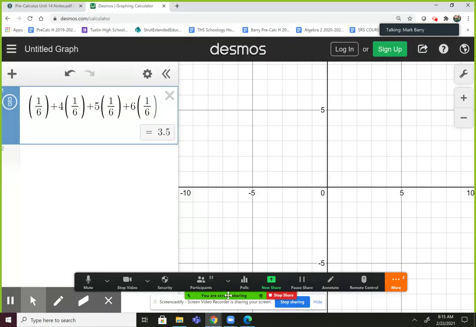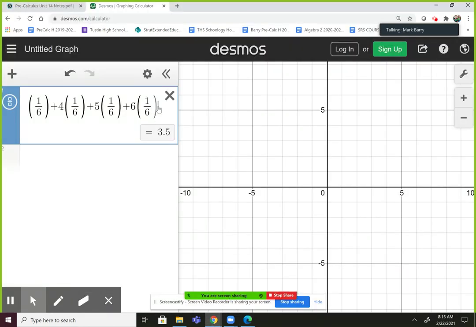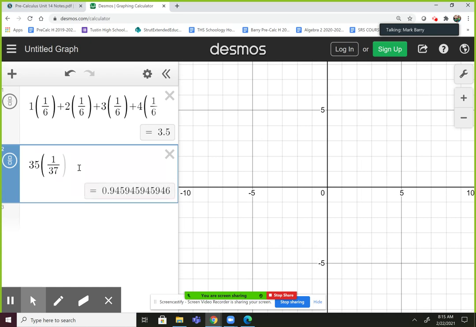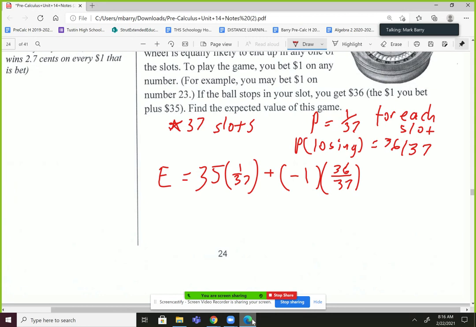So let me grab my Desmos here. And so I have 35 times 1 over 37 plus -1 times 36 over 37. And so we got our answer right there. I'm just going to put that it's about negative 0.027.